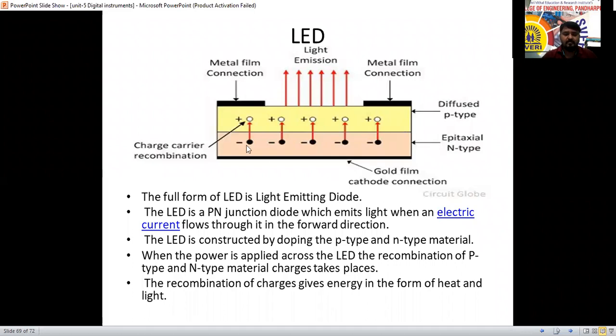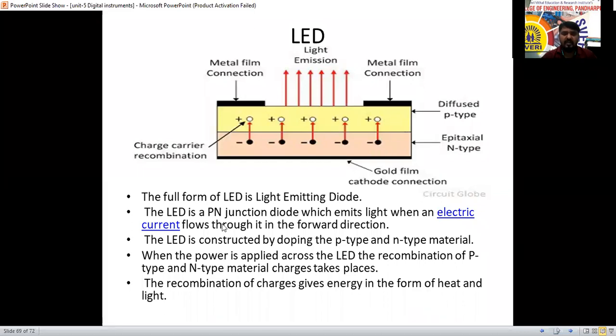See here, one layer is there, and another layer is there. The full form of LED is light emitting diode. The LED is a PN junction diode. One is P and another is N. We have used a diffused P layer and N layer. The P layer has holes and the N layer has electrons.